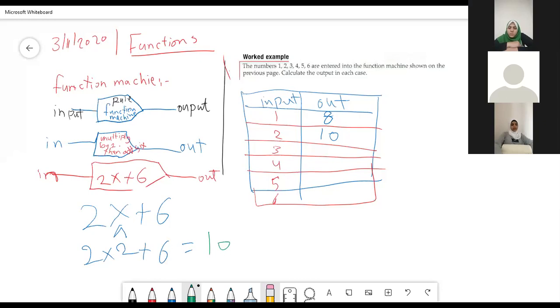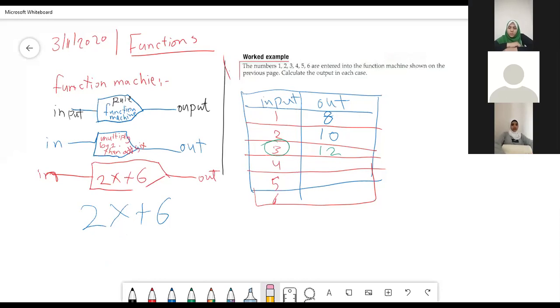What about if the input is 3? It will be 12. 12, right? Yes, because 2 times 3 is 6, plus 6 is 12. Good. Rayan, what will be the output if the input is 4?